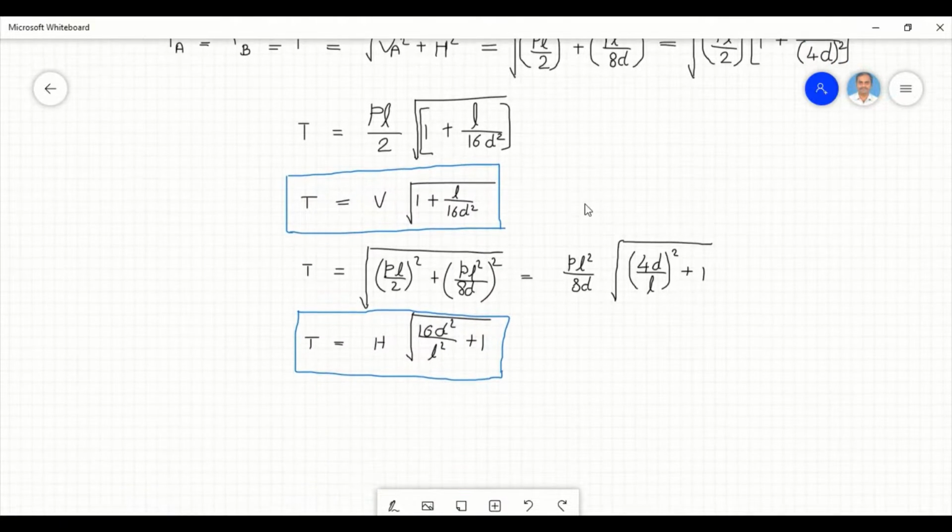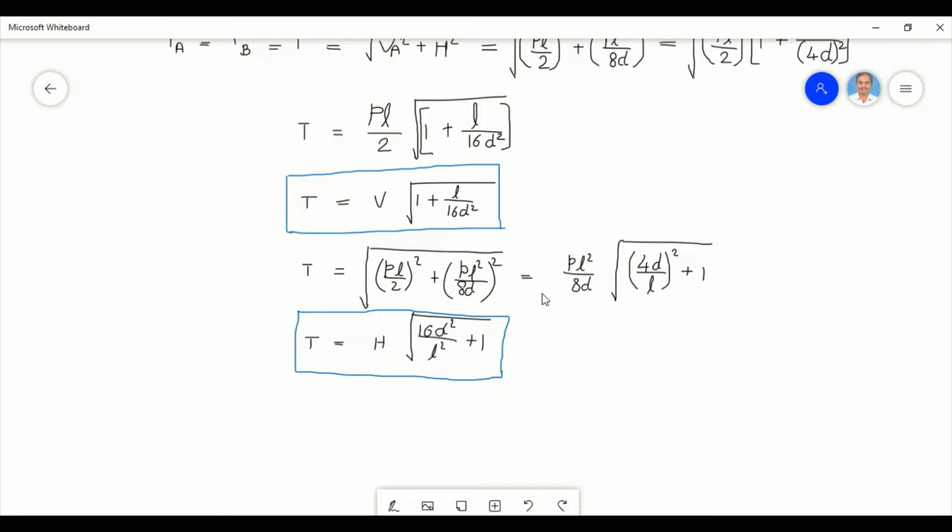Similarly, if we try to take out the H term, H is nothing but PL square divided by 8D, so the second term will become 1, and the first term needs an additional 4D divided by L. So this will become 16D square by L square as the first term plus 1. Then we take H out. So T can be written as V into square root of 1 plus L by 16D square, or T can be determined using the expression H into square root of 16D square by L square plus 1.